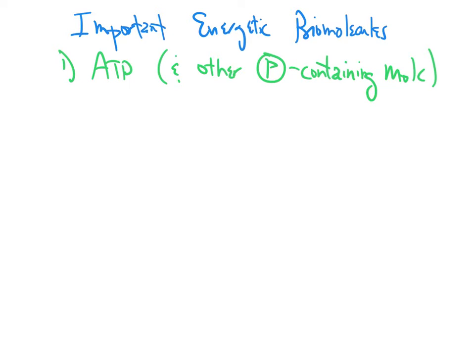A second one is thioesters. What in God's name is a thioester? What's an ester? Don't write this part down. What does an ester look like? It has R, C, double-bonded O, O, technically R prime. Okay, so that's an ester.